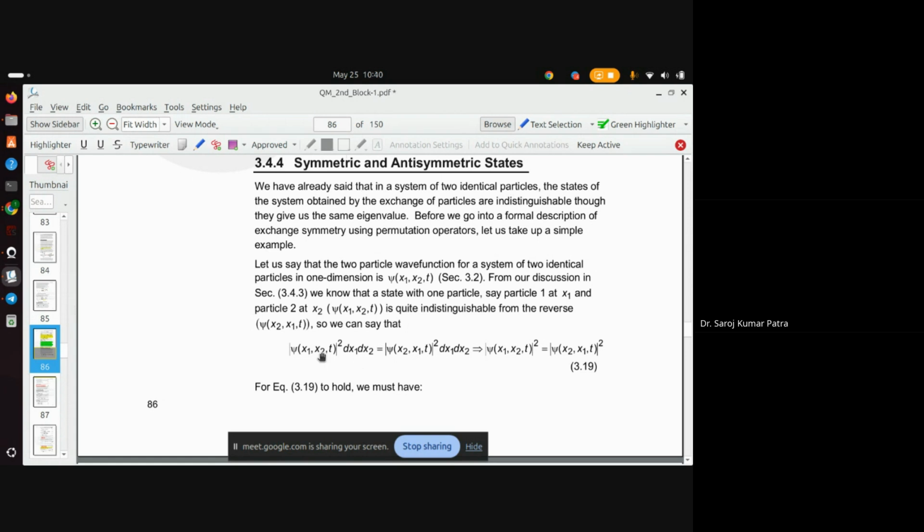अगर ये same है तो psi x1 x2 t mod square over here must be equal to psi x2 x1 t mod square. मतलब अगर हम उसका पोजीशन चेंज कर रहे हैं, दो इलेक्ट्रॉन है, इलेक्ट्रॉन 1 जो है वो r1 पे है, इलेक्ट्रॉन 2 जो है वो r2 पे है, अगर उसको हम चेंज कर देंगे कि इलेक्ट्रॉन 2 r1 पे है और इलेक्ट्रॉन 1 r2 पे है, तो भी हम उसको पता नहीं कर पाएंगे, क्योंकि प्रोबेबिलिटी जो है वो सेम दिखाएगा, which is mod square.